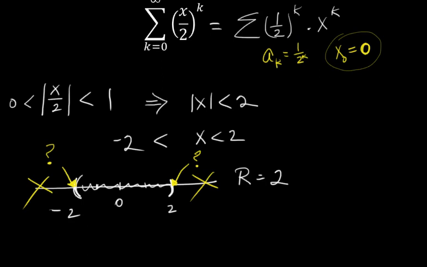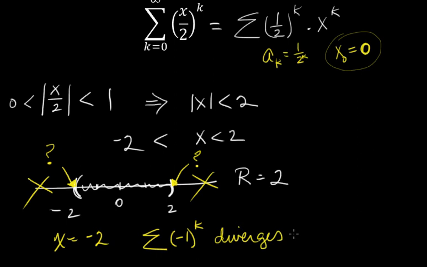I think this is our first example here, so I'm going to show you what I mean by testing at the endpoints, and I probably won't do it again. So let's see, if x is equal to -2, we have the series summation of -2 over 2, which is -1, to the k from k equals 0 to infinity, and we already know that that diverges. And if x is equal to +2, we have summation 1 to the k, which of course diverges.